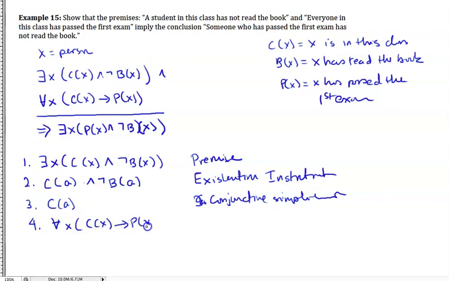Now we're going to look at for all x, if a person is in the class, then they pass the first exam. So that's the premise. And we're going to use universal instantiation here to say if this person a is in this class, then they pass the first exam. So this is universal instantiation.